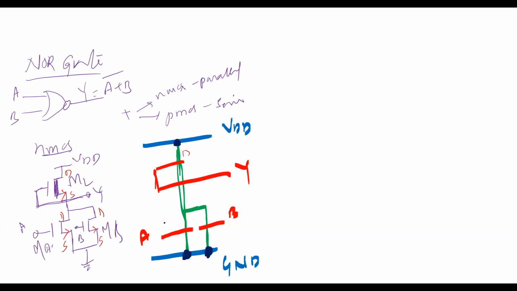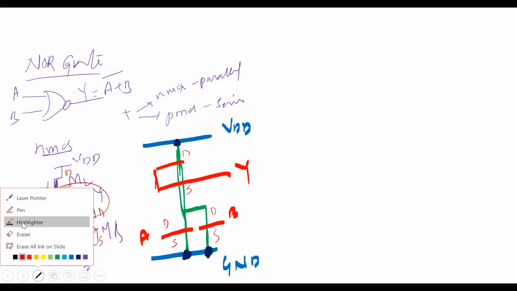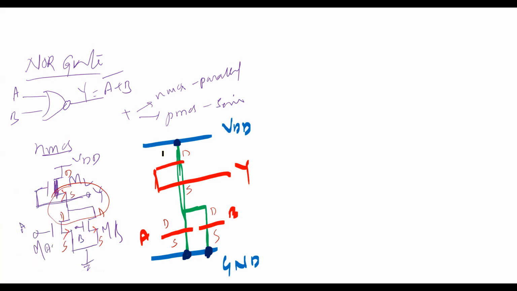This is the drain of MA, this is the drain of MB. This is the source of ML. See here, drains and sources are joined together. The source of A and source of B join with the ground. Now, the above one is the depletion MOSFET, so we need to give the implants. The implant can be represented with yellow color. So take a yellow color box. This is the implant, and buried contact is required.